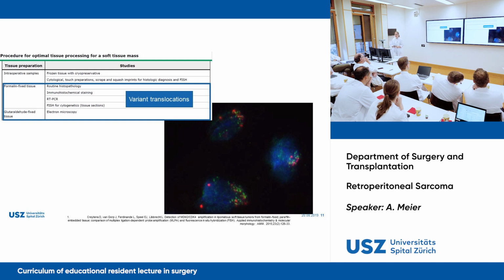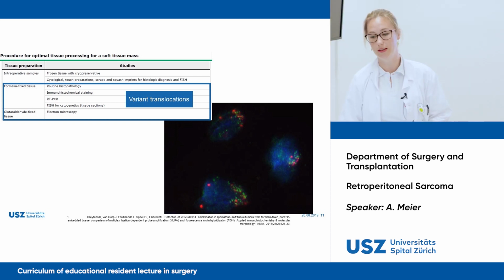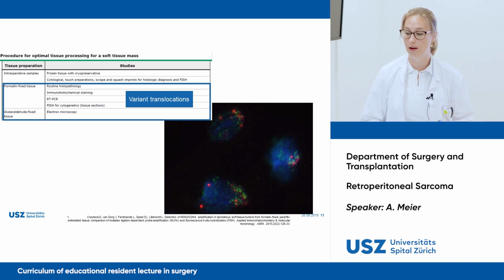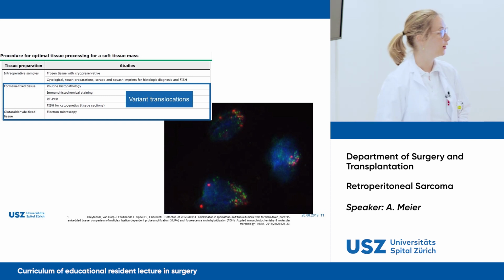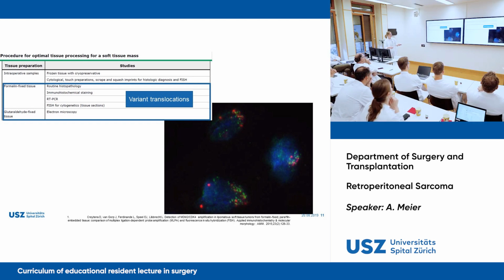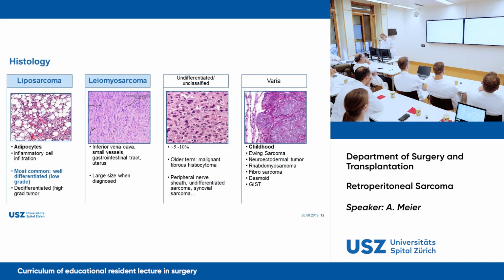After the biopsy, we're going for histology and getting the routine histopathology, the immunohistochemical staining, a PCR, because there are variant translocations of the tissue, and the FISH analysis like the MDM2 over here from adipocytes showing the dedifferentiation. Why is it so important?